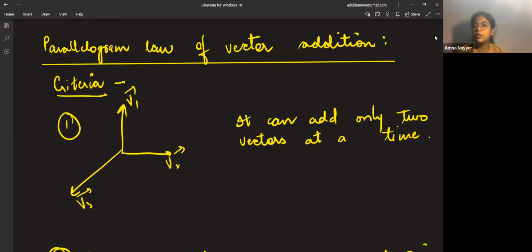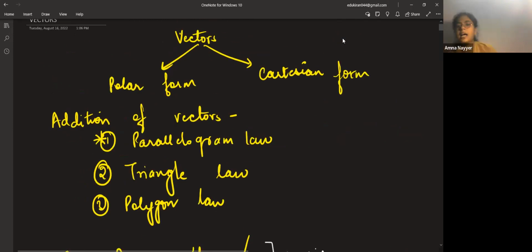Now, coming to the parallelogram law. In the last class, I told you we are moving on to polar form. We did Cartesian form first, with unit vectors i cap, j cap, k cap. These are actually used to tell the direction. Magnitude is given separately, that is a different thing. But i cap, j cap, k cap are mainly unit vectors used to tell the direction.